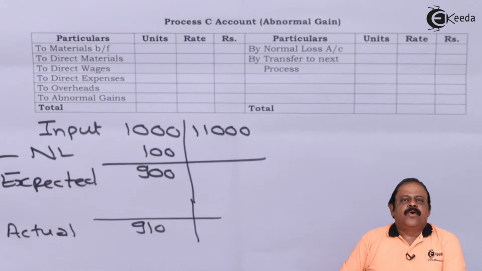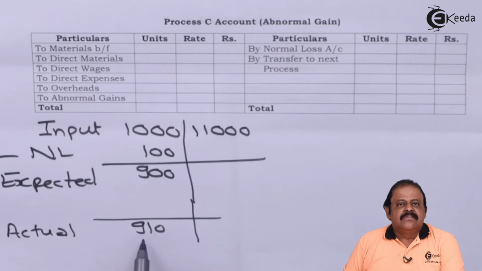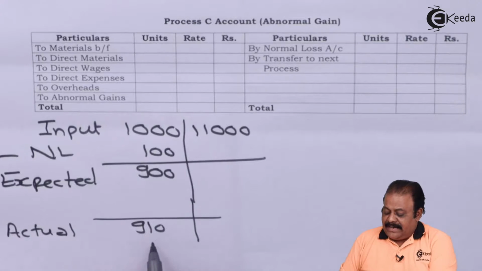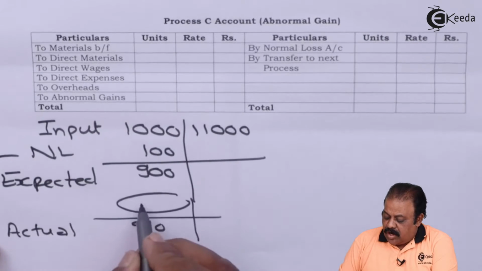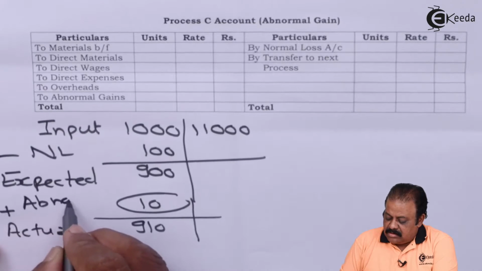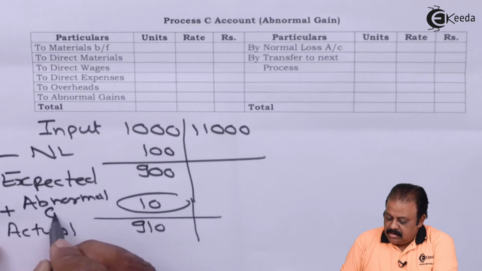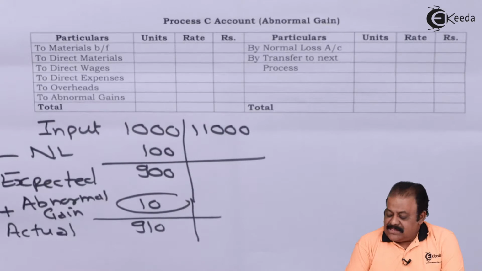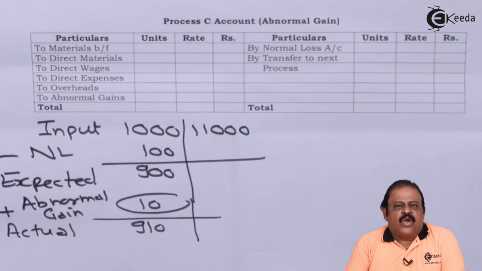Now the actual output we got is 910 units. We were expecting 900 units, but we got an actual 910. That means we got 10 units more. This is called as what? Abnormal gain account. Now these abnormal gain units are part of your final output, so those will be sold like a final output and will have a cost like that of the final output.